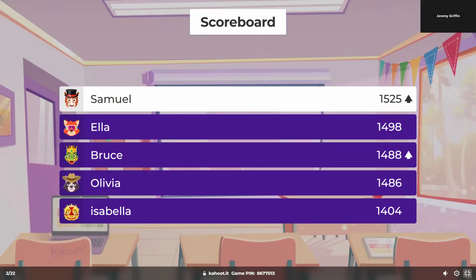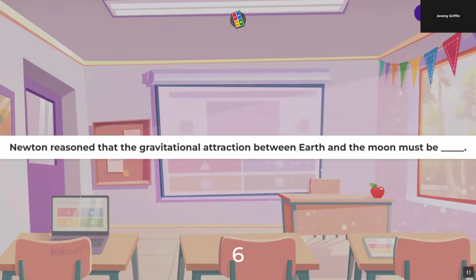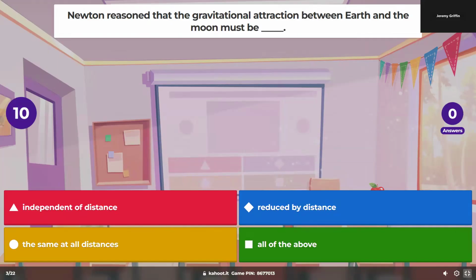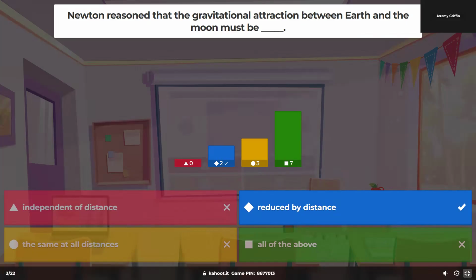Isabella, Olivia, Bruce, Ella, Samuel. Newton reasoned that the gravitational attraction between the Earth and the Moon must be independent of distance, reduced by distance, the same at all distances, all the above. Yeah, reduced by distance. Okay. Because actually, the red and the yellow are saying the same thing. Okay. Because independent of distance means that it doesn't matter what the distance is, the force would be the same.